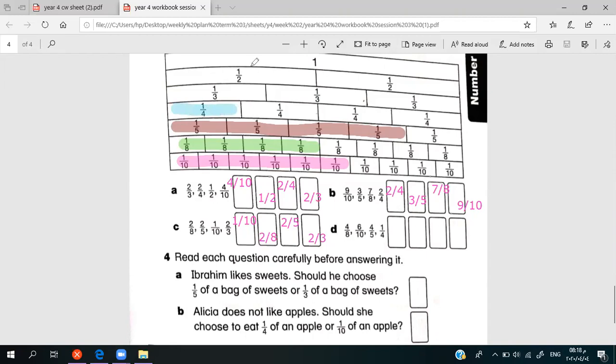Now it's asking me to order them from the smallest to the biggest. Definitely the 1/4 is the smallest. And then it's the 4/8. And then the 6/10. And then the last one is the 4/5. It's the biggest one, 4/5. Okay.